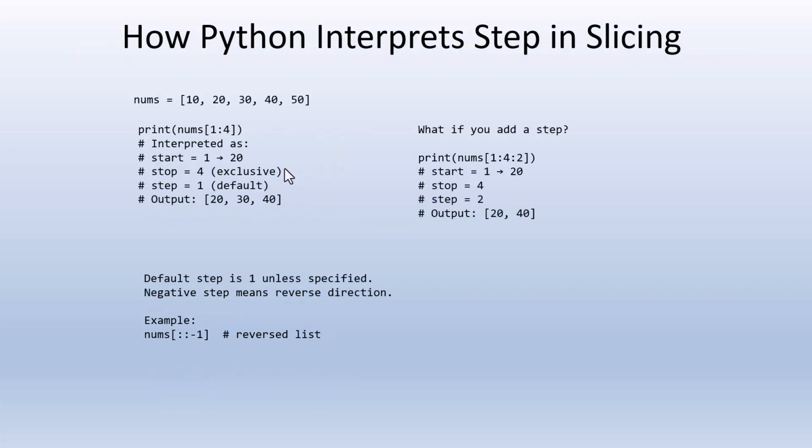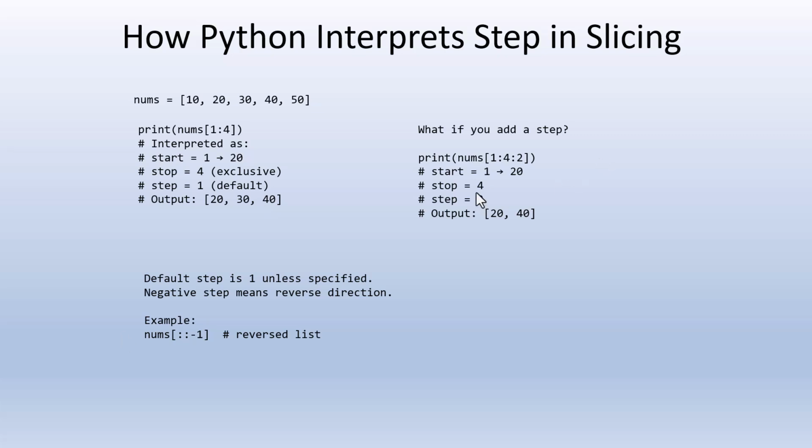How Python interprets steps in slicing, that I have also told. Print nums 1 to 4, interpreted: starting point is 20 because this is 1 at index 1, and stop is 4, exclusive, and step 1 is default. So it starts at 20, 20, 30, step is 1, then 40, and then 50 is exclusive. So this is not printed out. So 20, 30, 40. All right.